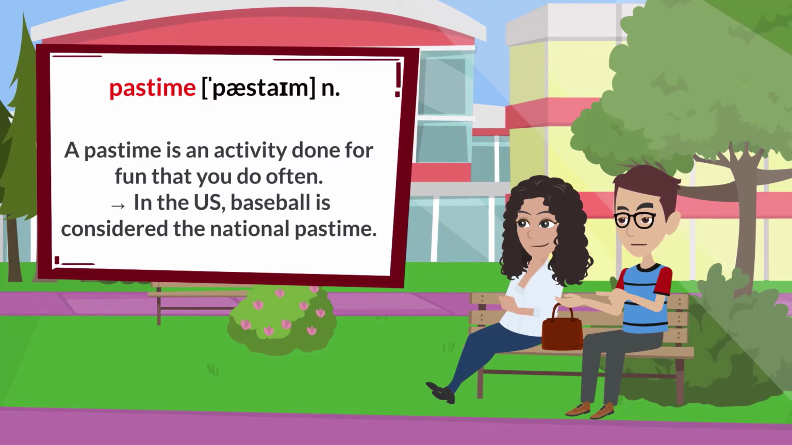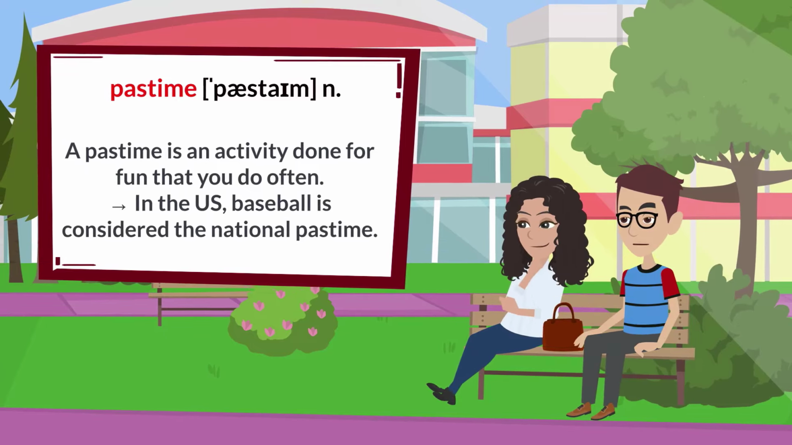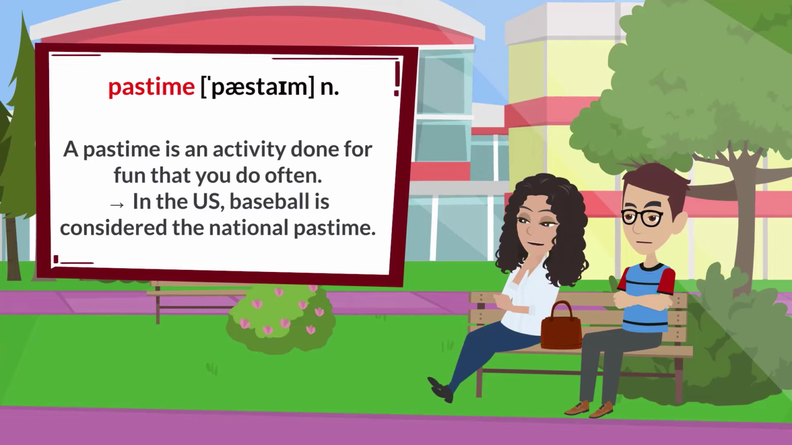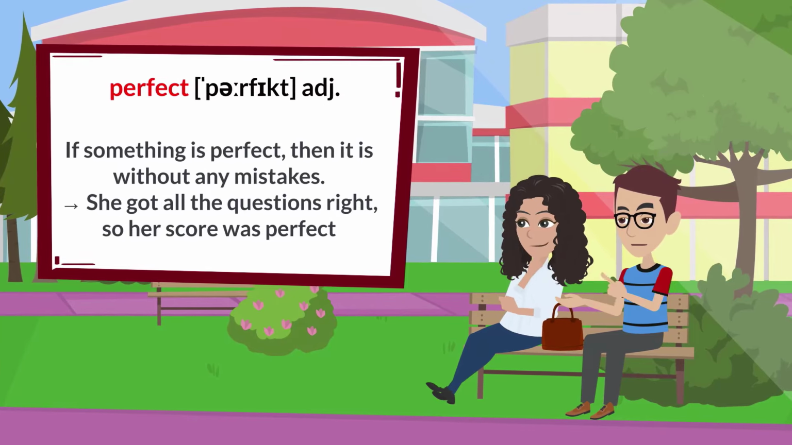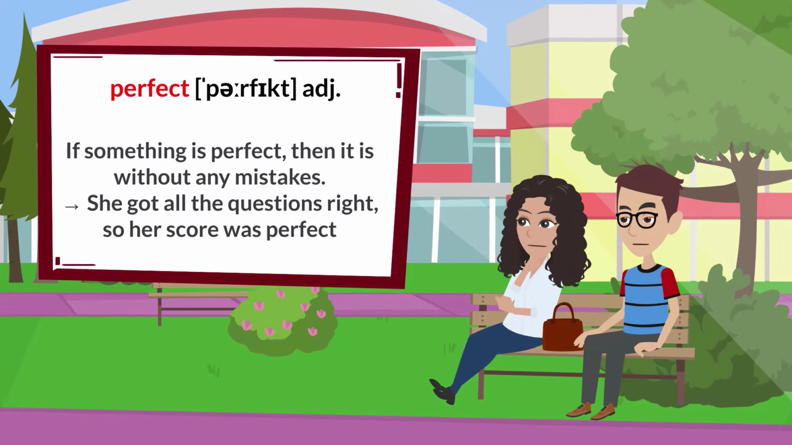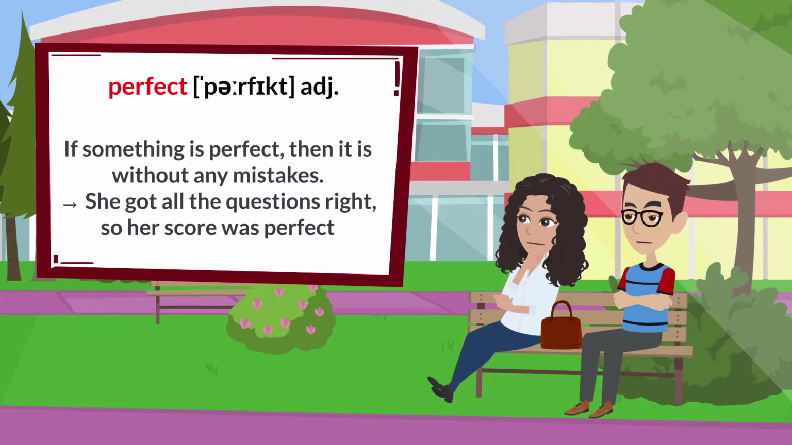Pastime. A pastime is an activity done for fun that you do often. In the U.S., baseball is considered the national pastime. Perfect. If something is perfect, then it is without any mistakes. She got all the questions right, so her score was perfect.